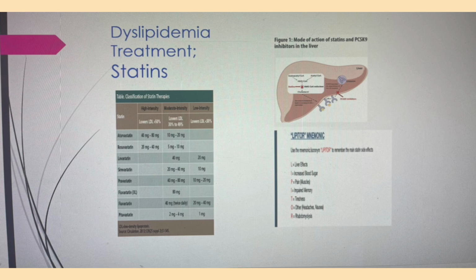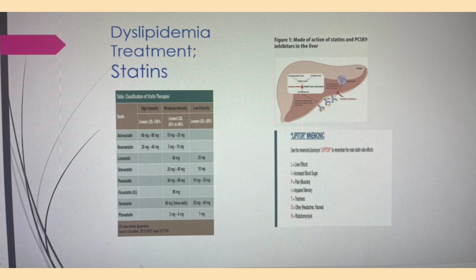And then other important pharmacological things about statins: they are contraindicated in active or chronic liver disease. Use with caution if the patient is on cyclosporine, gemfibrozil, niacin, and antifungal agents.